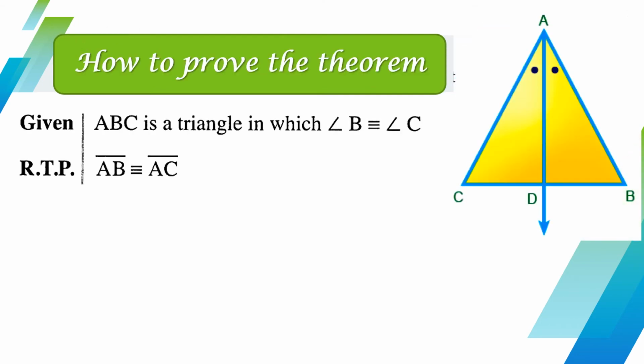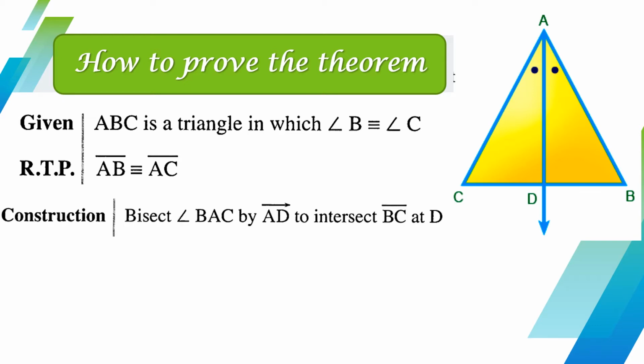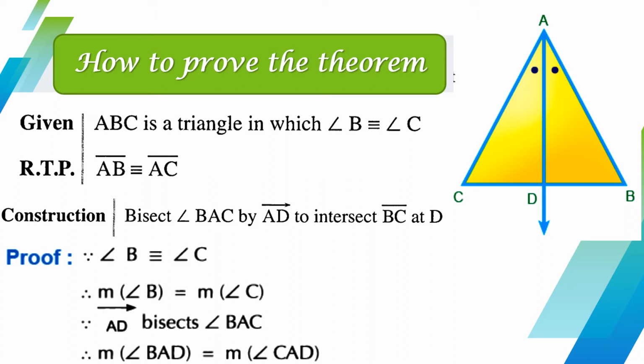Given: ABC is a triangle in which angle B is congruent with angle C. Required to prove: AB congruent with AC. Construction: bisect angle BAC by AD as a ray to intersect BC at D. Proof: since angle B is congruent to angle C, then the measure of angle B equals the measure of angle C.